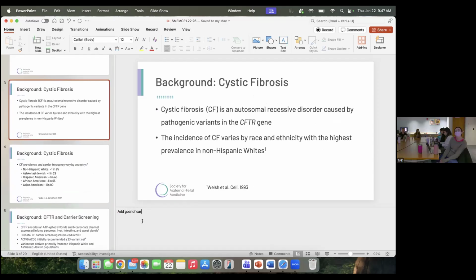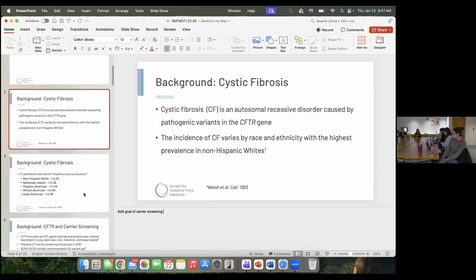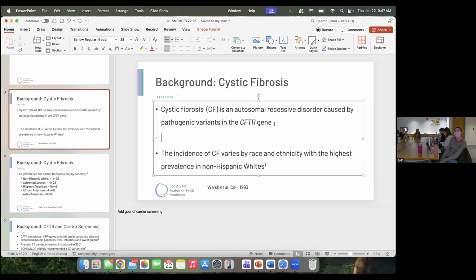sort of say, because this needs immediate infant intervention, etc. Life limiting, etc. Yeah, exactly. So in this background, I would start with your next bullet. It can be: the goal of carrier screening is to identify this because of the significant infant morbidity associated with delay in diagnosis, whatever.